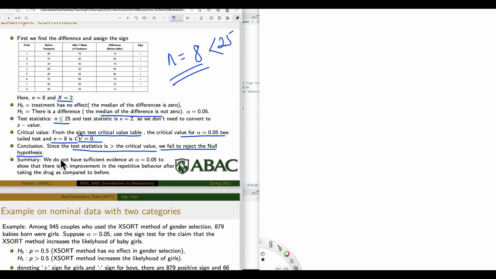Hence, what we can say is we do not have sufficient evidence at alpha equals 0.05 to show that there is an improvement in the repetitive behavior after taking the drug as compared to before taking the drug. That's what we can conclude from here. So let me do these things in R.